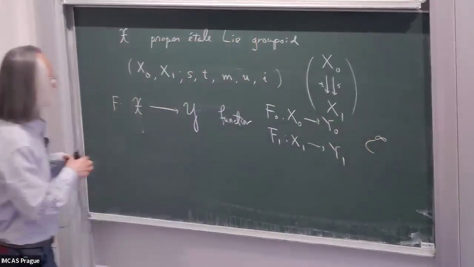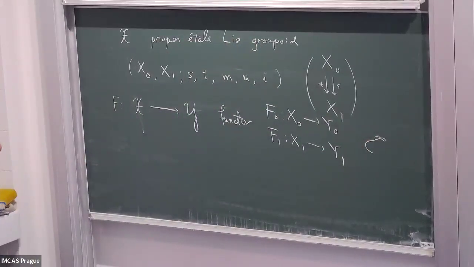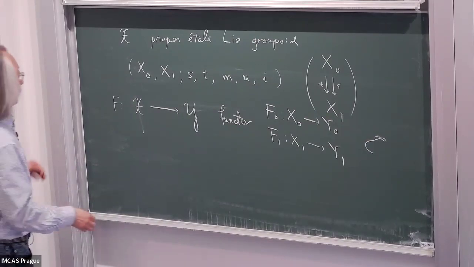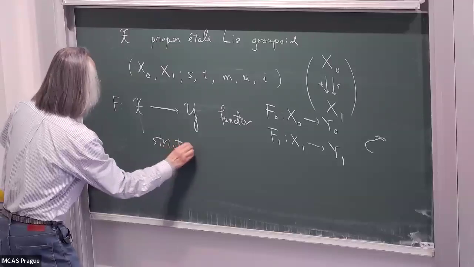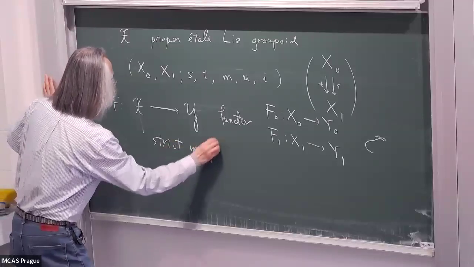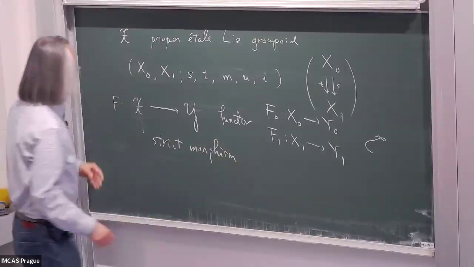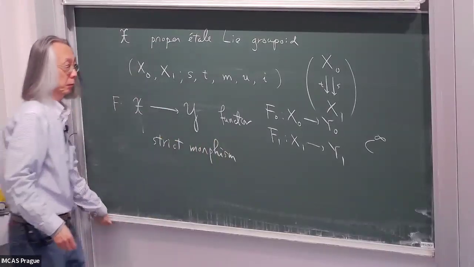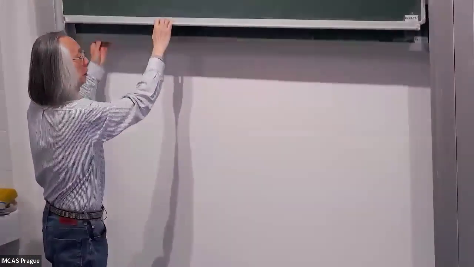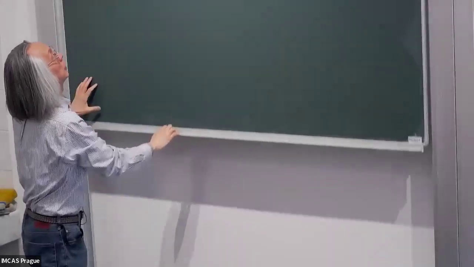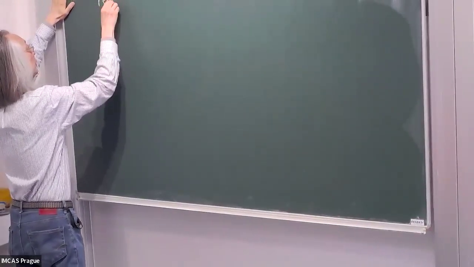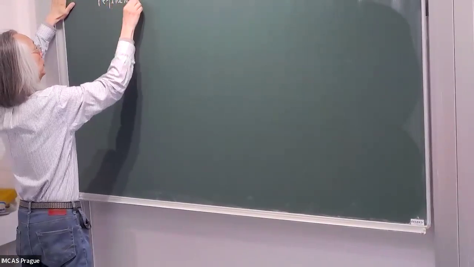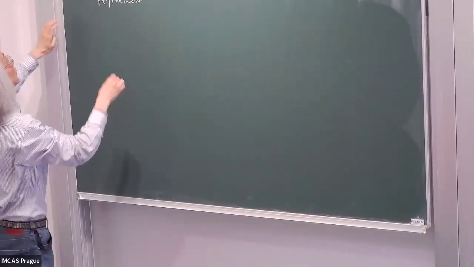They are supposed to be C-infinity. And such things we may call strict morphisms from X to Y. But we also need the so-called refinement. Today, refinement means the following.